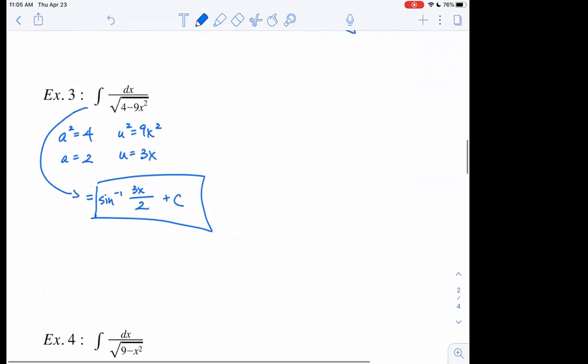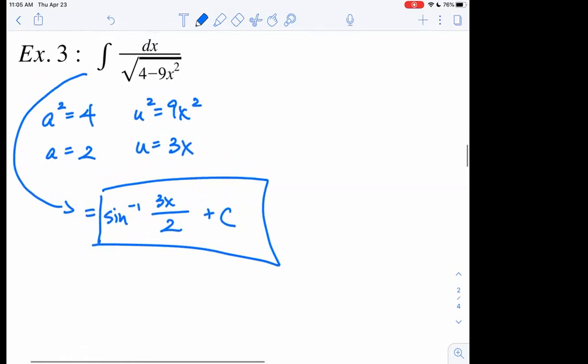All right. So here is example 3, okay? So in this case, we have a different number for a squared and u squared. So we have to take the square root of both of those. So we'll get a is equal to 2 and u equals 3x, not 9x, but 3x. And then when we plug them into our formula, we should get arc sine of 3x over 2 plus c.